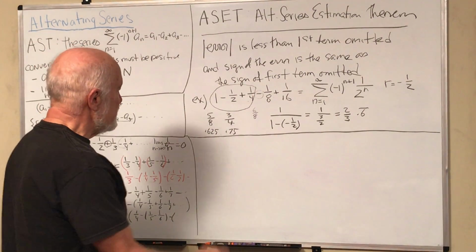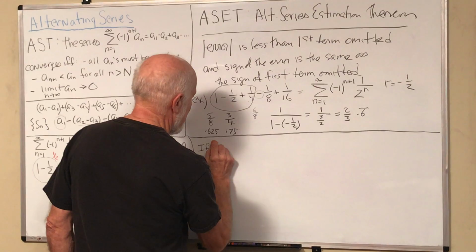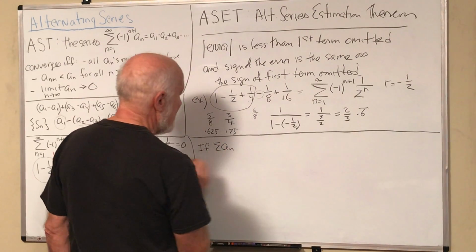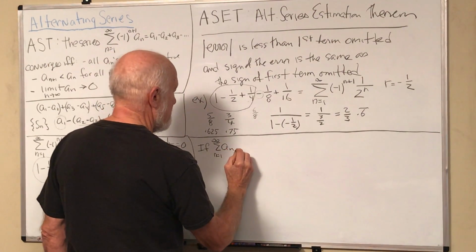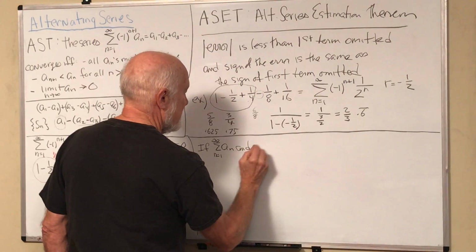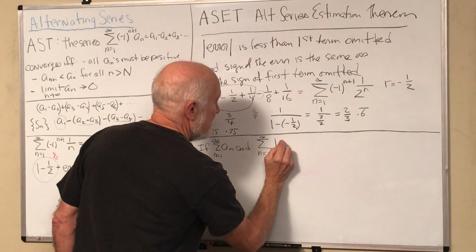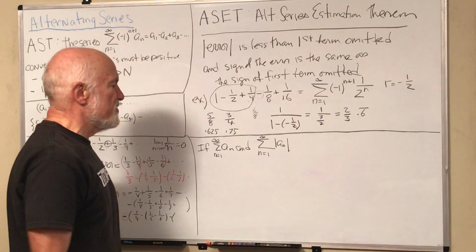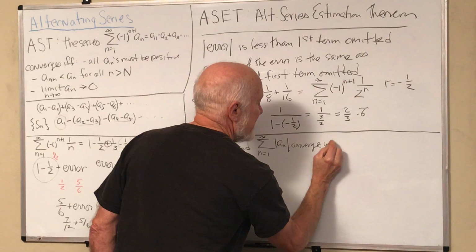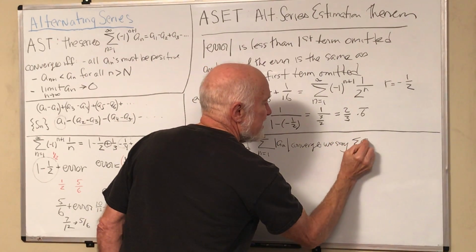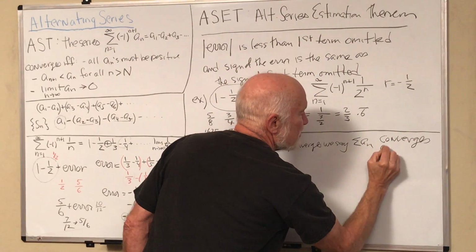Okay, just another definition. So, if the sum of a sub n, n equals 1 to infinity, is an infinite series, and the summation n equals 1 to infinity of the absolute value of all the terms converges, we say that the original series converges absolutely.